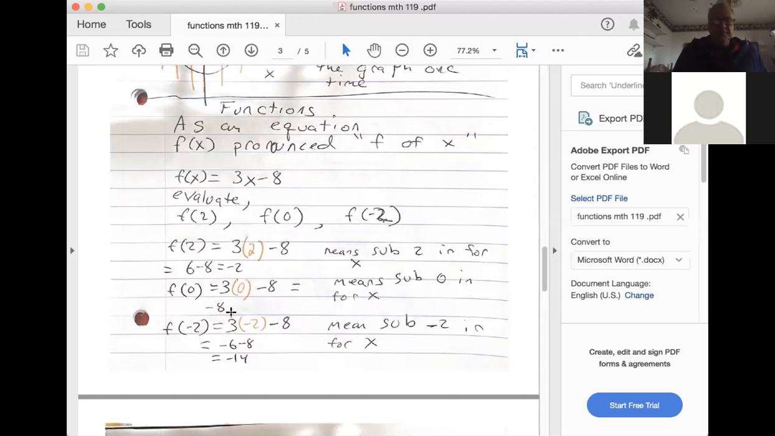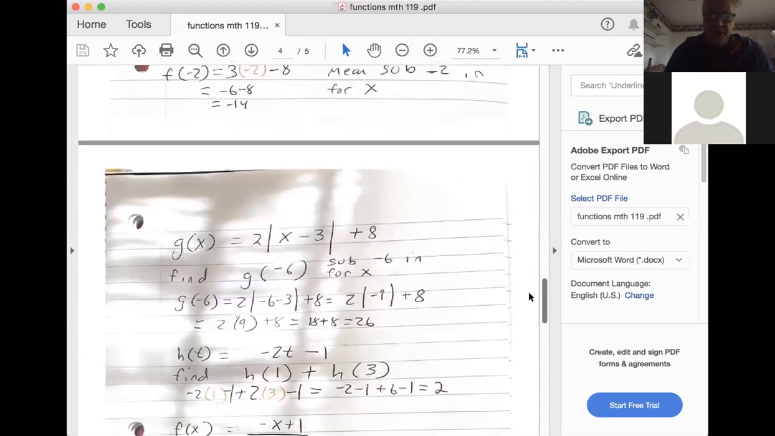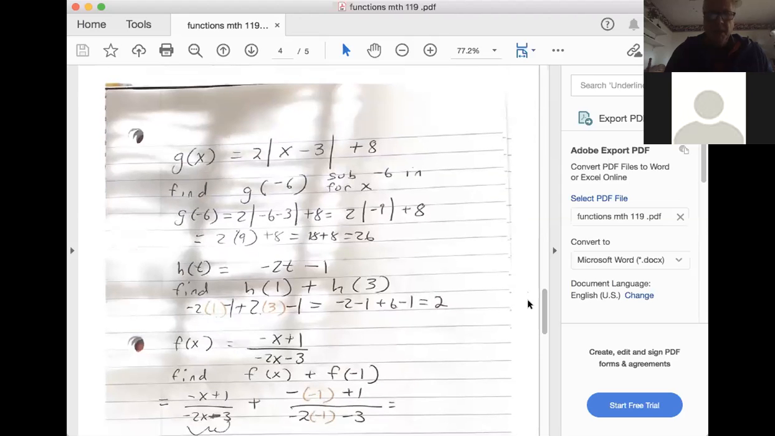And similarly, when we see f of minus 2, that means in the original equation, we replace the x with minus 2. 3 times minus 2 is minus 6, minus 8, that gives us minus 14. A word of caution, whenever you substitute in, make sure you put parentheses around things. It's helpful, and you're less apt to make errors. Let's look at another one.